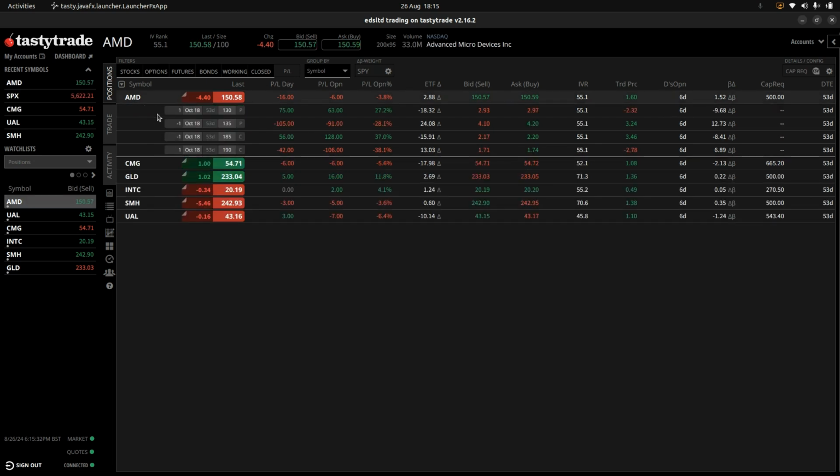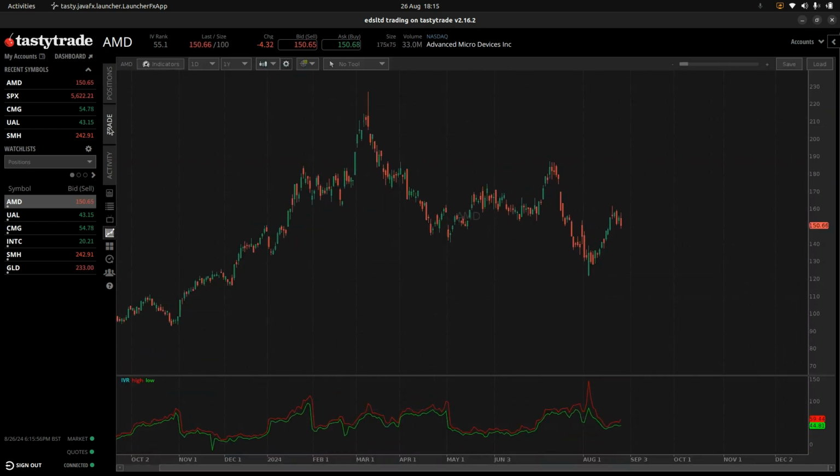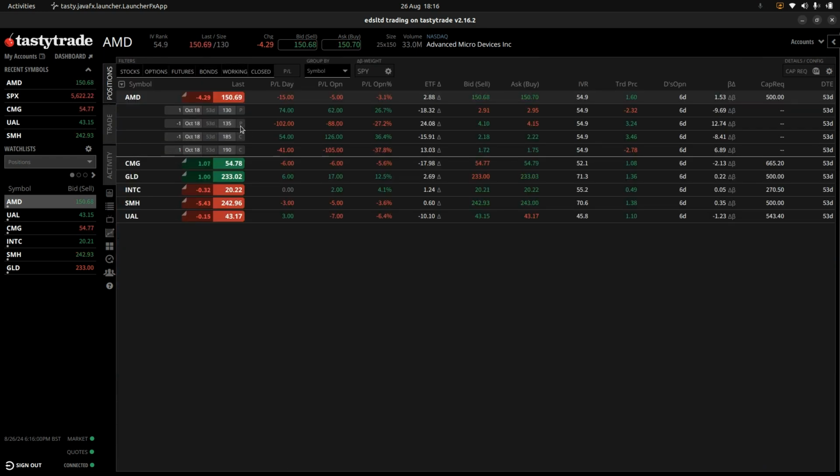So if we go into AMD, we can see here that this is clearly an iron condor. We've got 2 short strikes and we've got 2 long strikes. The short contracts are denoted by the negative one, and then the longs covering the shorts are denoted by the positive one. So if we go to AMD and we have a look at the chart for AMD, we can see here that our short strikes are at 135 and 185.